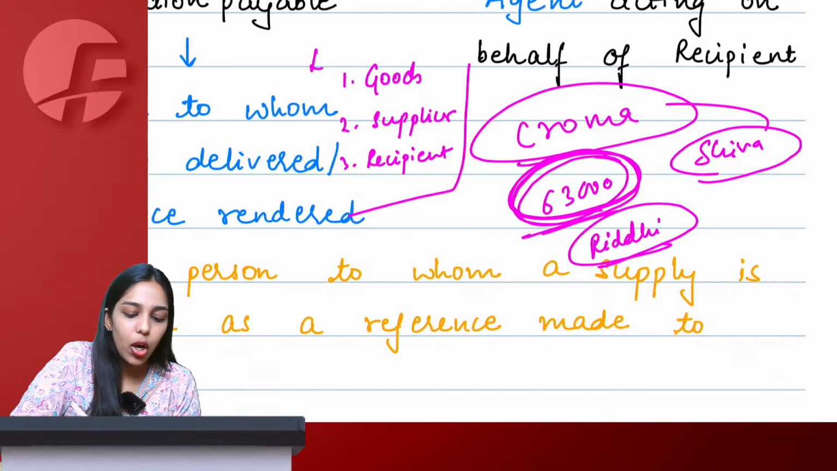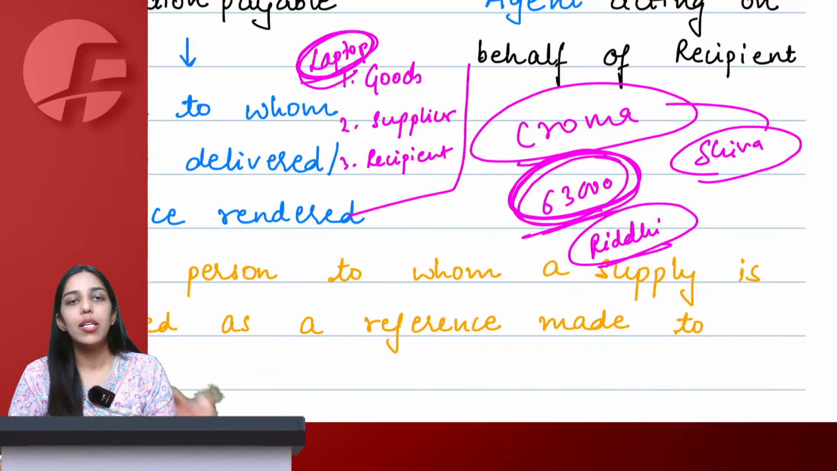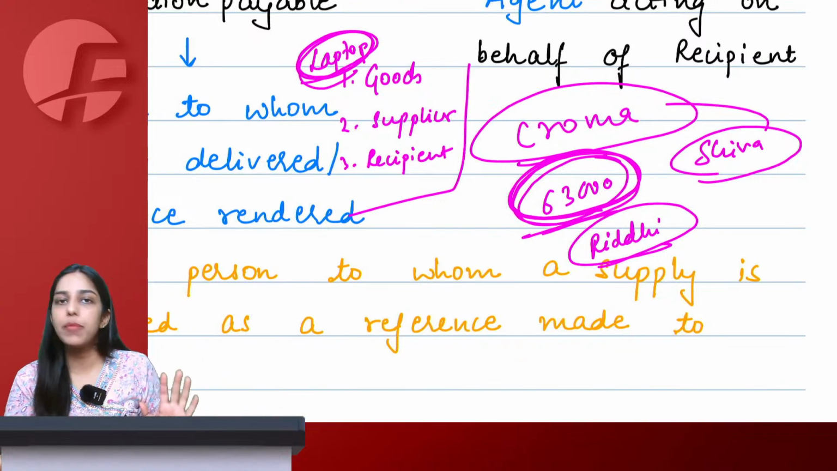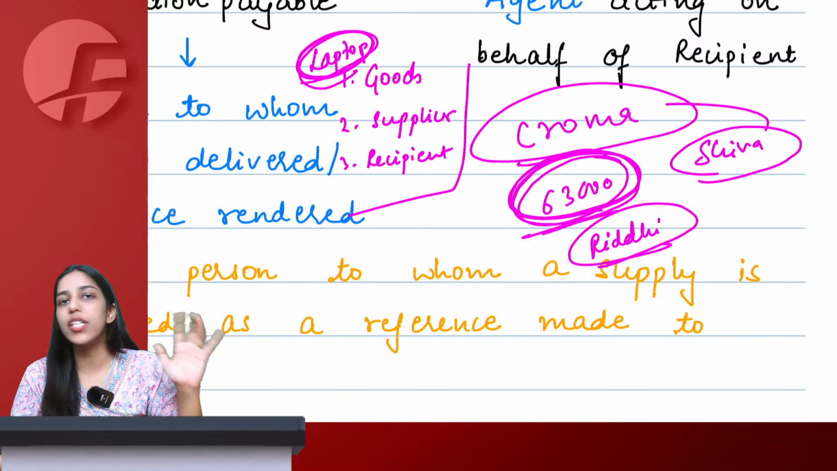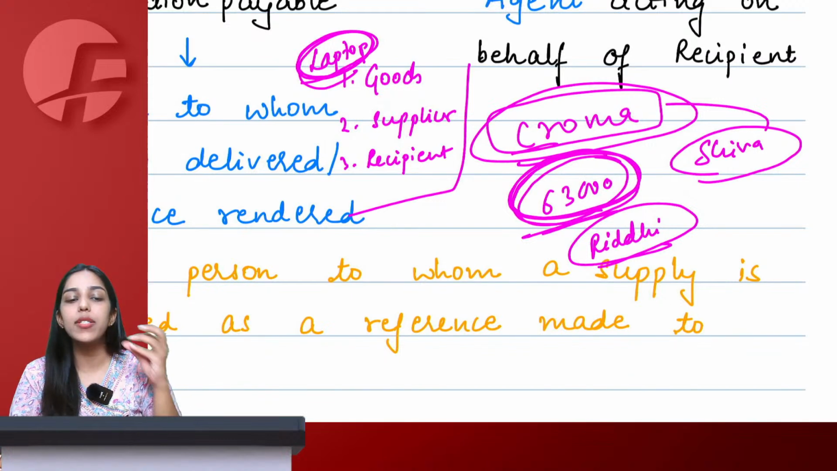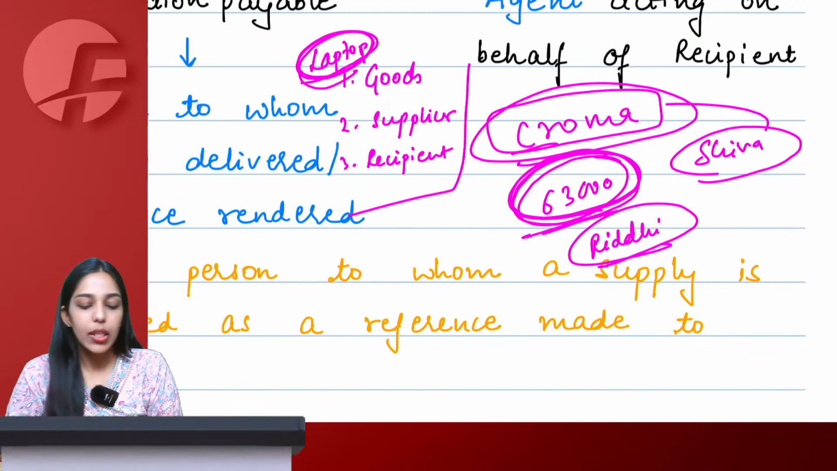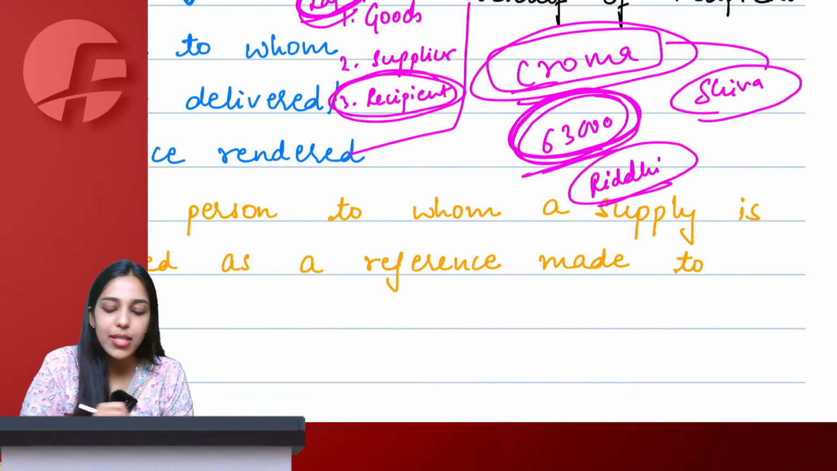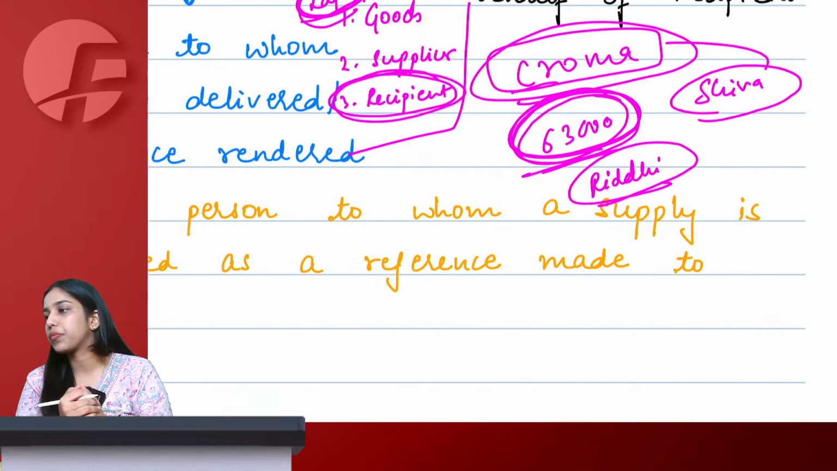Yes, ma'am. Laptop is the goods here. So we are saying that laptop is being supplied. Laptop being a movable property becomes goods. There is a sale of laptop, means there is a supply of laptop. Therefore, yes, GST should be levied. Chroma is the supplier, no doubt about it, because Chroma is supplying the laptop. The only doubt here is who is the recipient, Riddhi or Shiva?